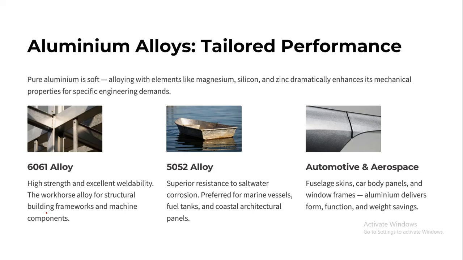The next one is 5052. It has superior resistance to saltwater corrosion. It is preferred for marine vessels, fuel tanks and coastal architecture panels. Now the third one is automotive and aerospace, that is fuselage skins, car body panels and window frames. The aluminium delivers form, function and weight savings.